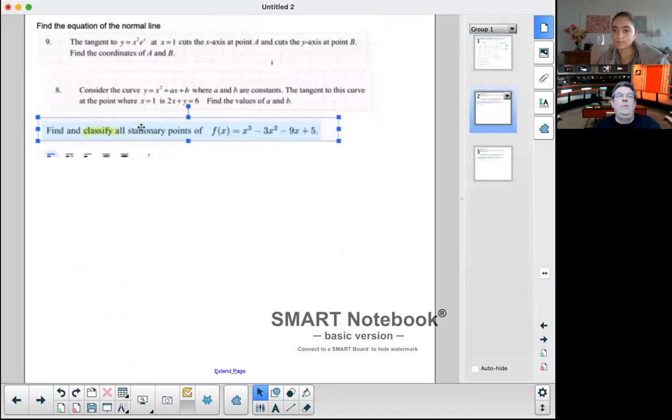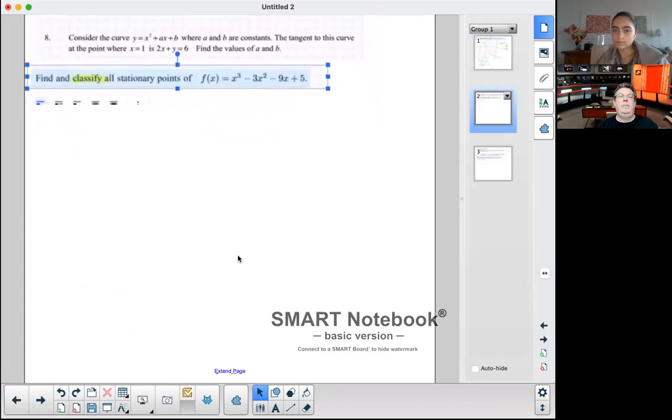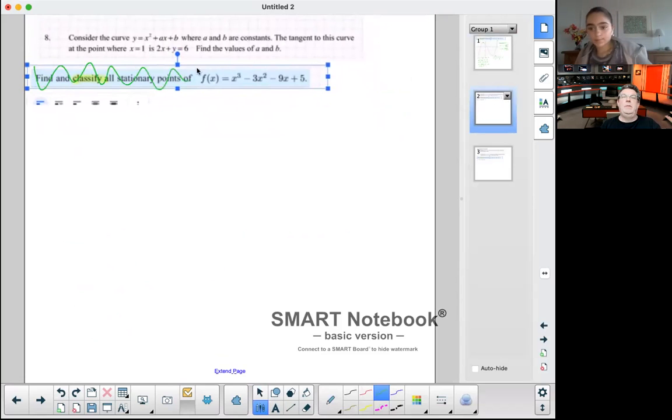Okay, so now we'll do number 8. That was the hardest. Consider the curve y equals x squared plus a x plus b. The tangent to this curve at the point where x equals 1 is 2x plus y equals 6. Find the values of a and b.